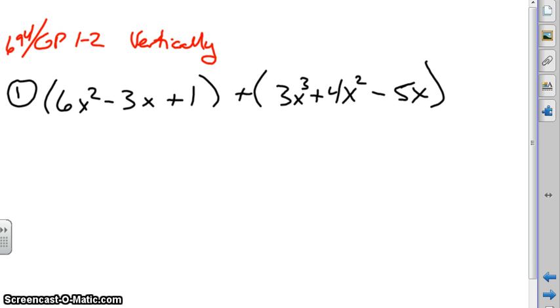It's a little tricky because these expressions have variables to different exponents. If we move the first trinomial underneath the second one, Max, where would I move 6x squared? Underneath which term in the second? 4. Good. Put it right under the 4x squared. And we're adding it, right? Plus 6x squared. If I move the negative 3x, where would I put it under the second term? Under the negative 5. Negative 3x goes under the negative 5.